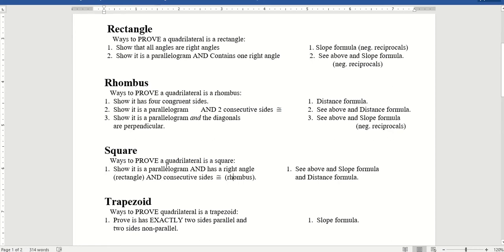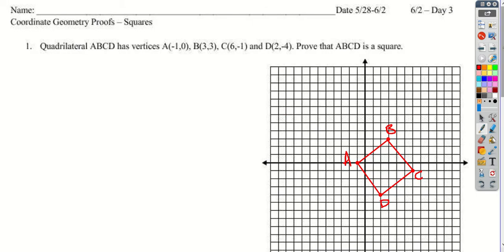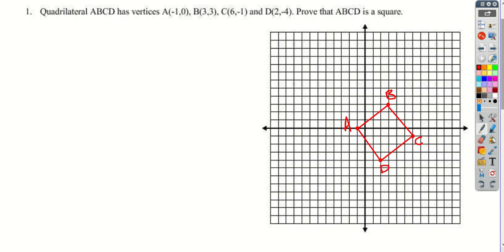We can also do this method, which is to do a parallelogram first, get one right angle, and then two sides that are touching to be congruent. The normal way I would advise is to pick either all the distances to be the same and then two slopes to show they're opposite reciprocals, or do all the slopes first and then two distances to show they're equal. The distances have to be sides that are next to each other, AB, BC, or BC, CD, to make sure we're doing that. All right, so let's take a look at number one.